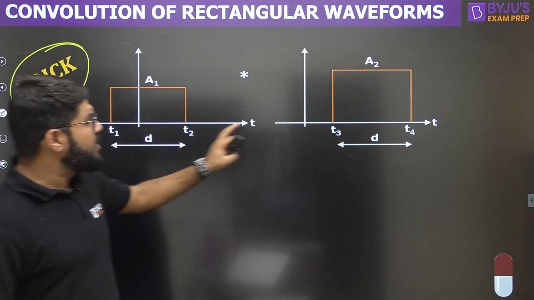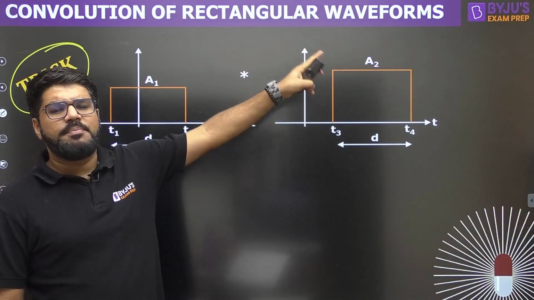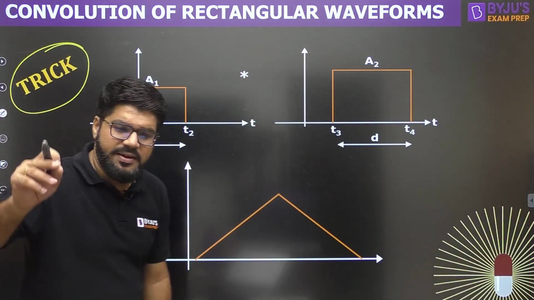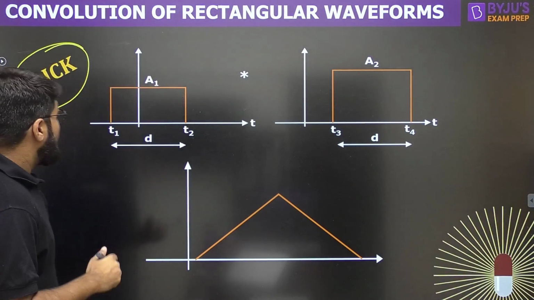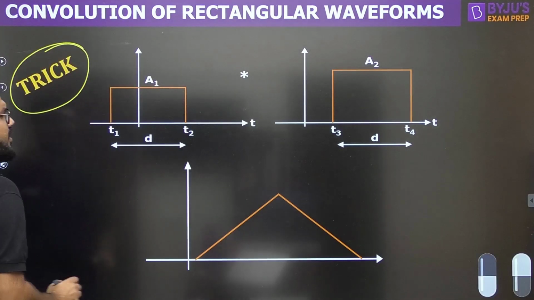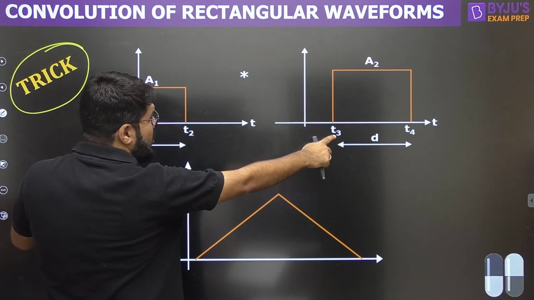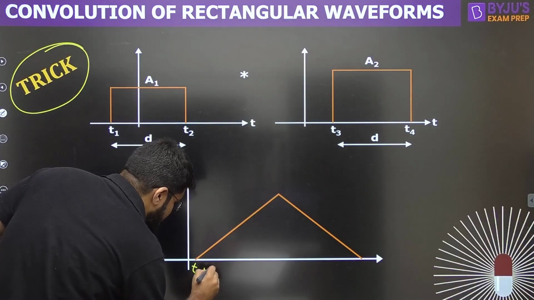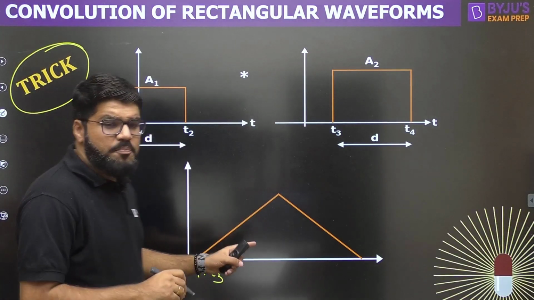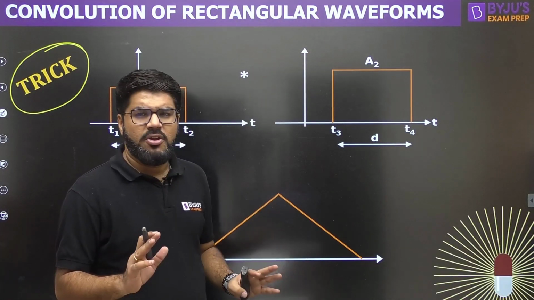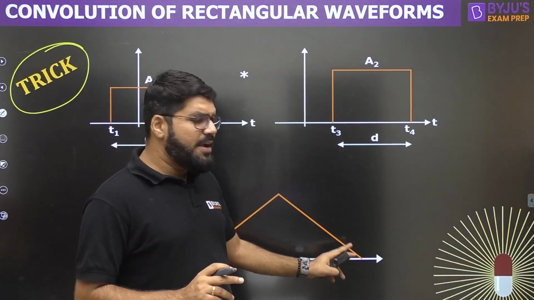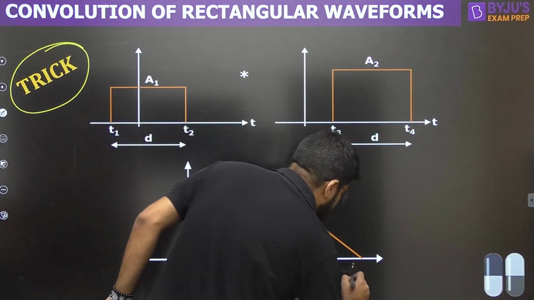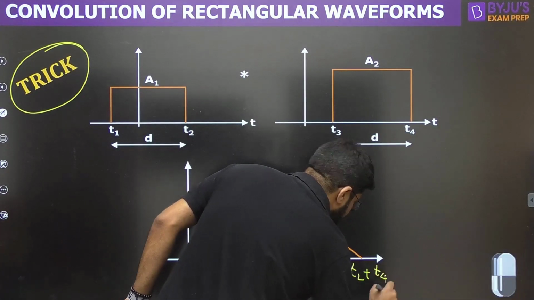Two rectangles of equal duration d each, their amplitudes can be different. Whenever you convolve two rectangles of equal duration, the result is a triangle. We are very sure about this. What is the starting point of the triangle? The starting point of convolution is always the sum of the starting points of the individual signals, so this is t1 plus t3. The ending point of convolution, everywhere, not only for rectangles, is equal to the sum of the individual ending points, so t2 plus t4.